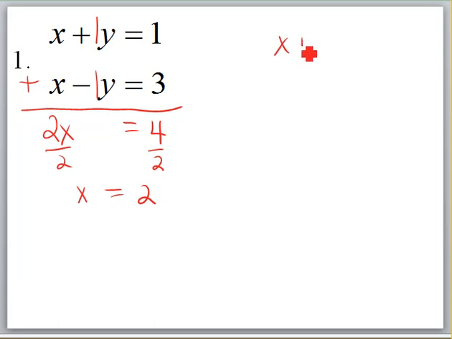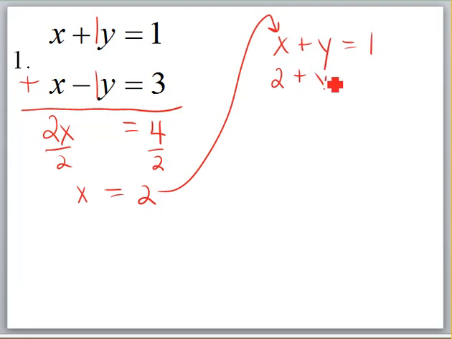Then what we'll do is we'll plug this value back into one of the two original equations. It doesn't matter which one you choose. I just picked the first one because they were all positives. So I'm going to plug in 2, and then I'll solve. I'll subtract 2 to get y by itself, and I get y is equal to negative 1. So my ordered pair answer would be 2, negative 1.